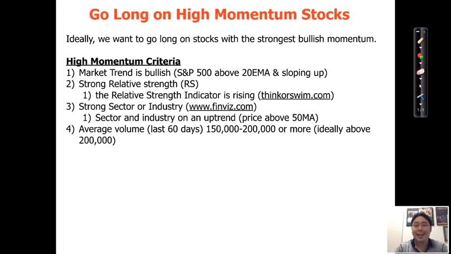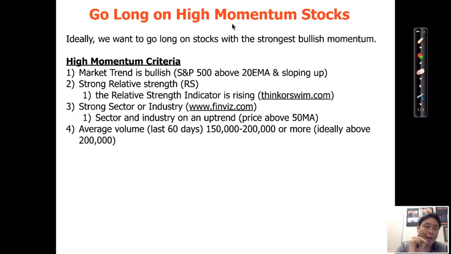Now, these bounce setups can be found on any kinds of stocks, but I tend to only like to take long bounce setups on stocks that have high momentum. And I also like to take short bounce setups on stocks with low momentum or bearish momentum. So how do I determine if a stock has a high momentum or low momentum?